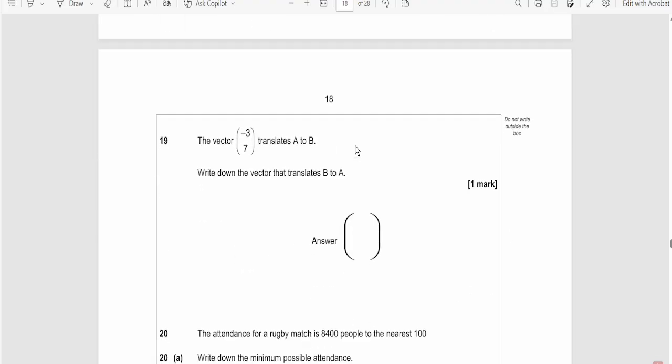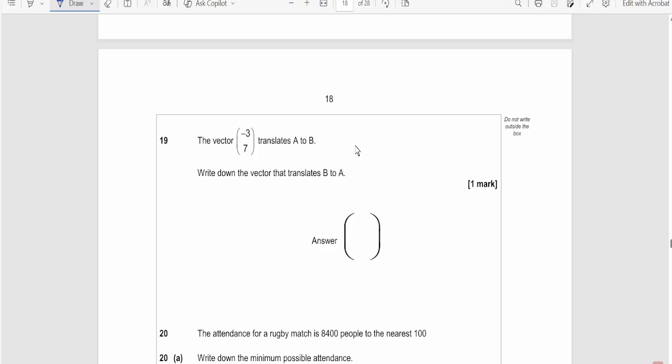So we have to start with question number 19. Read question. Oh god, I hate these questions. The vector minus 3 and 7 translates A to B. Write down the vector that translates B to A.